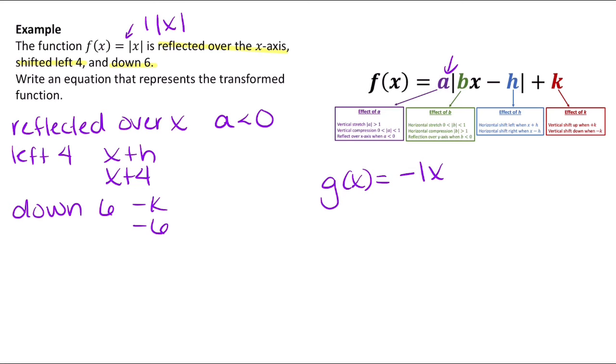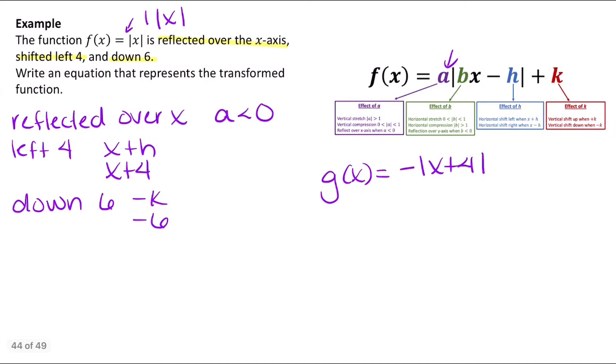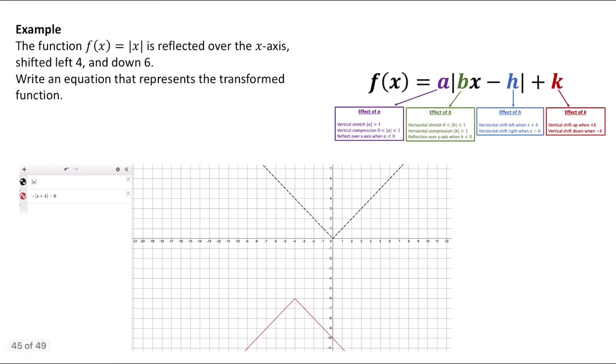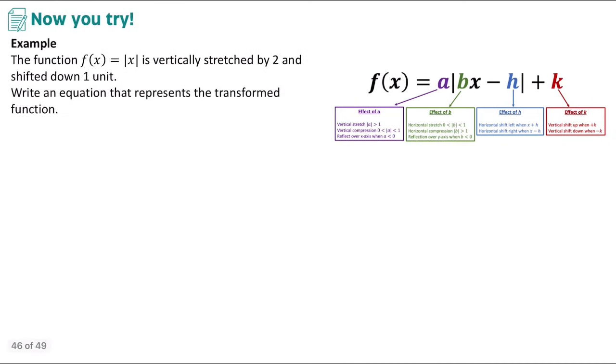Left 4 means I'm going to have the x plus 4 inside my absolute value, and then I have my minus 6 for the down 6. So g of x equals negative absolute value of x plus 4 minus 6. Let's double check that this works. We can see that our graph has been reflected over the x-axis, it has been shifted left 4, and it did go down 6 units. So that's how we know our equation works. Now you can go ahead and pause the video and try doing this example on your own.